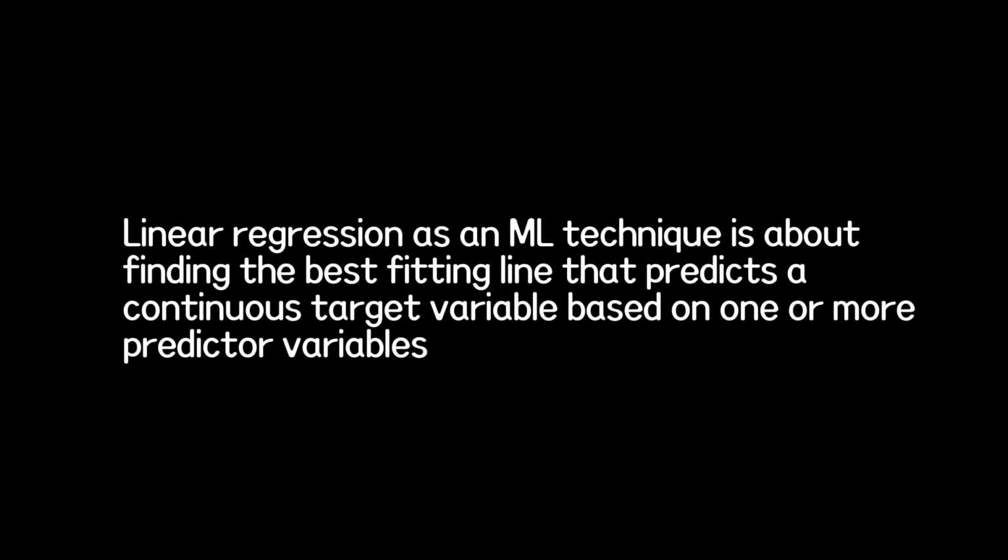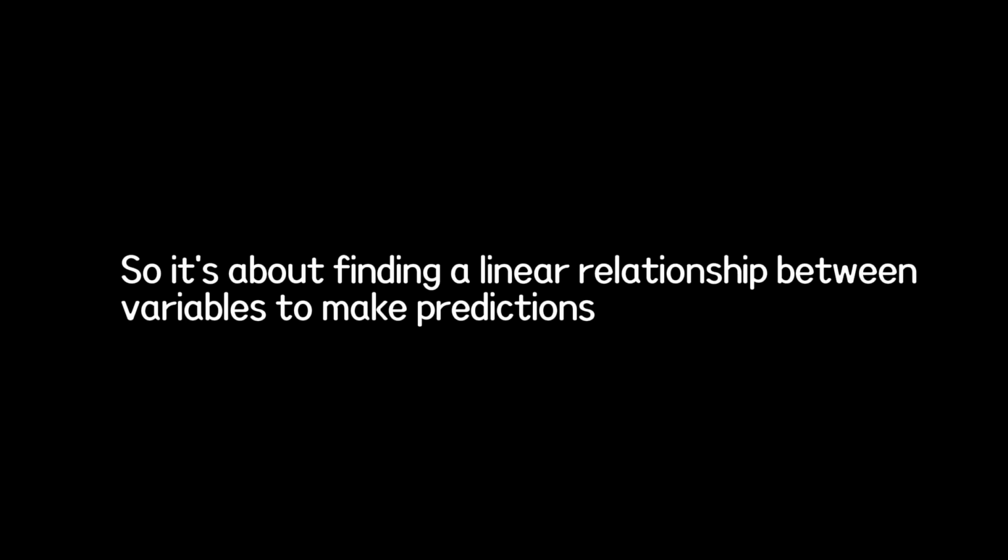And what about linear regression, which we discussed earlier? How is it used specifically as a machine learning technique? Linear regression, as an ML technique, is about finding the best fitting line that predicts a continuous target variable based on one or more predictor variables. It's commonly used for predicting things like house prices, stock prices, or sales figures. So it's about finding a linear relationship between variables to make predictions.